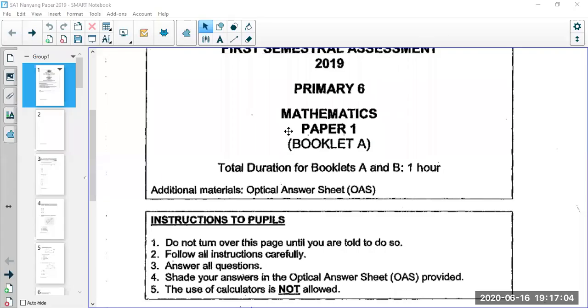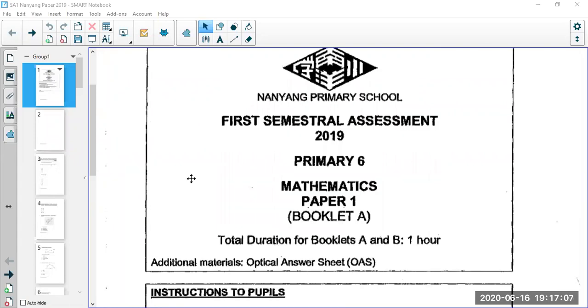So let's go through paper one, and then we check the answers and see whether you have got it correct. And then later, what do we do? You add up your marks, see how many marks you get out of 45 for paper one. Okay, let's look at question one.